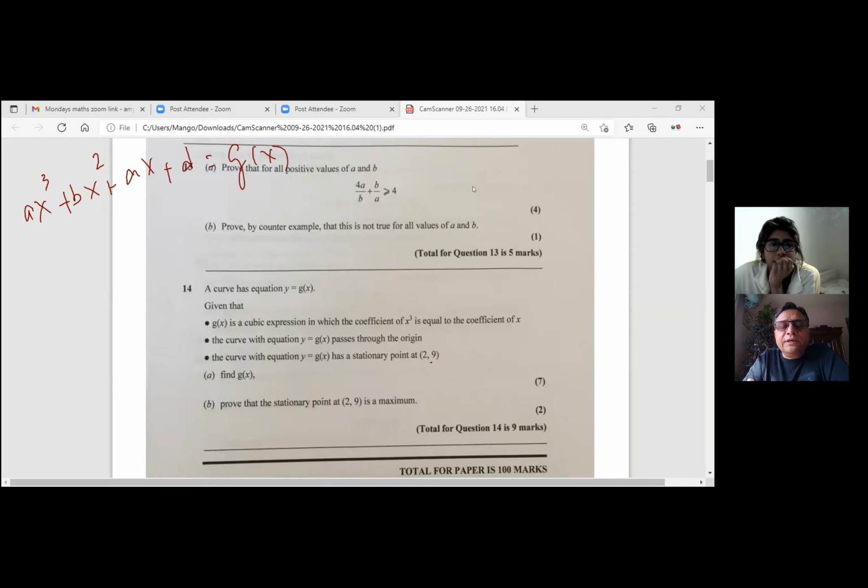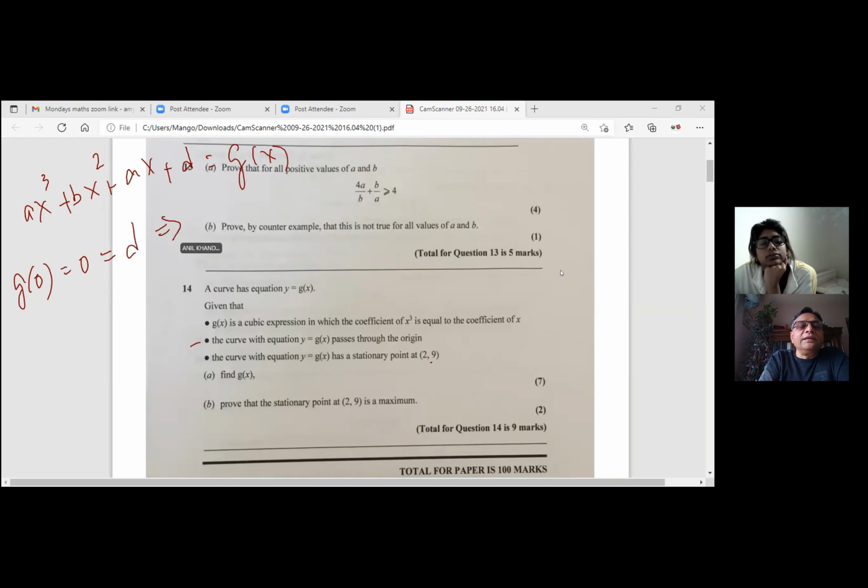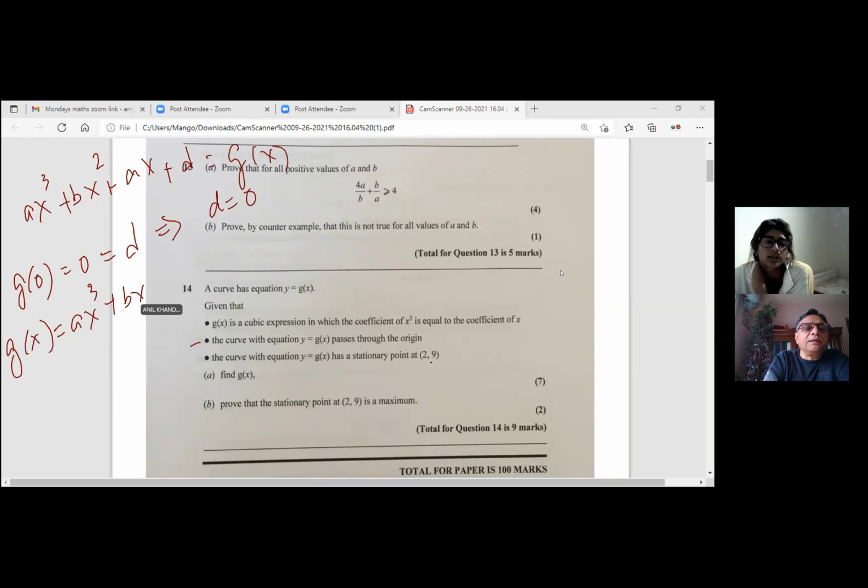So we need only three conditions. We know that the curve passes through the origin. That means I could substitute 0 here, right? So 0 for x will give me 0 as output. So when you plug this in, you get the value of d. That implies that d equals 0. Is it okay? Yeah. So basically now we can write g(x) equals ax cubed plus bx squared plus ax. Is that clear?